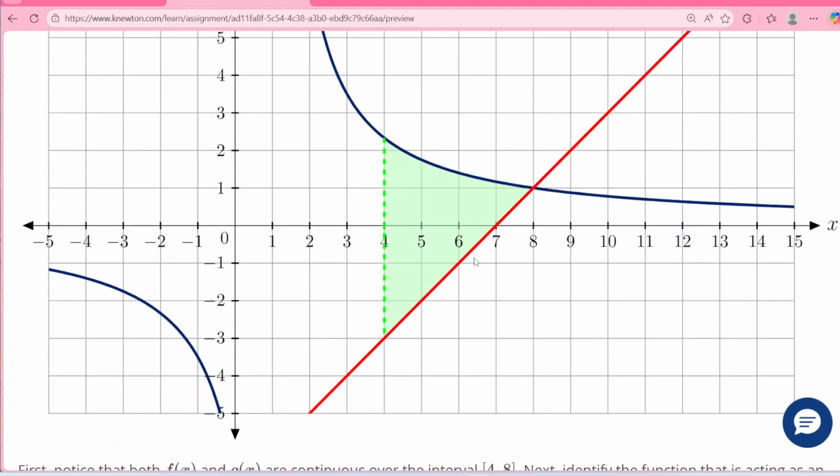So again, the picture of the region, like I showed you, I didn't highlight it and shade it in, but I had x equals 4 up and showed it's almost like a triangle, but not exactly because of this little curvy part up here.